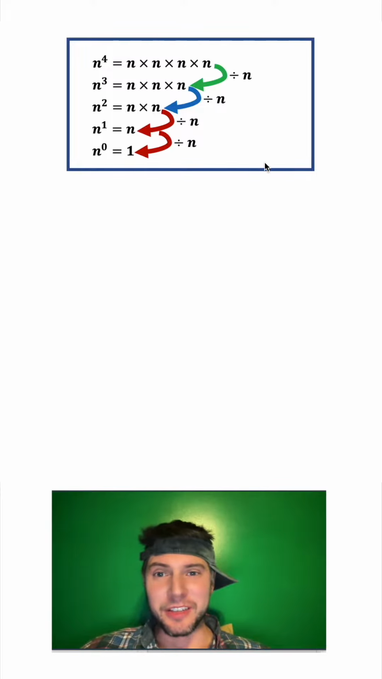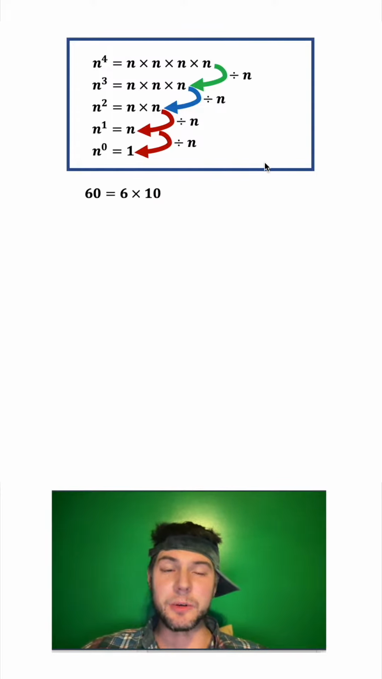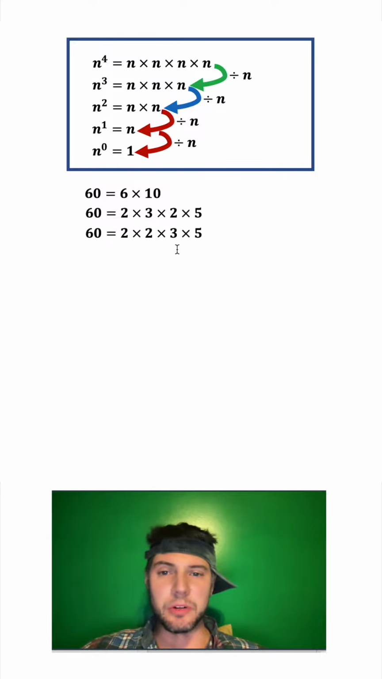Let me show you another way to think of it. If we have the number 60, it's equal to 6 times 10. We can think of this 6 as a 2 times 3, and we can think of this 10 as a 2 times 5. It's still equal to 60. Then we can rearrange these to put them in order. So we have 60 equals 2 times 2 times 3 times 5.